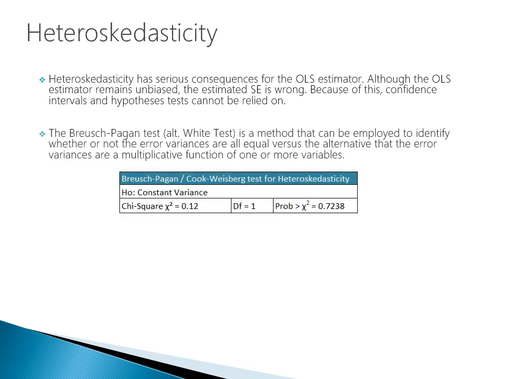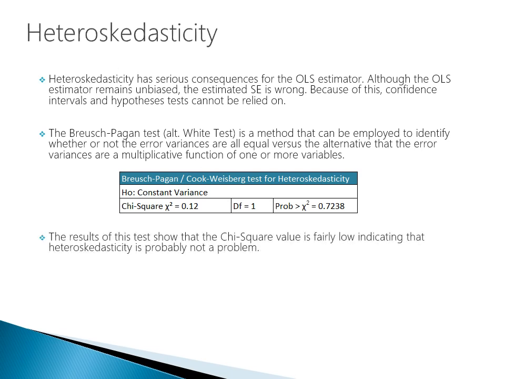The Breusch-Pagan test, or the Y test, is a method that can be employed to identify whether or not the error variances are all equal versus the alternative hypothesis that the error variances are a multiplicative function of one or more variables. The results of this test show that the chi-squared value is fairly low, which indicates that heteroscedasticity is probably not a problem.